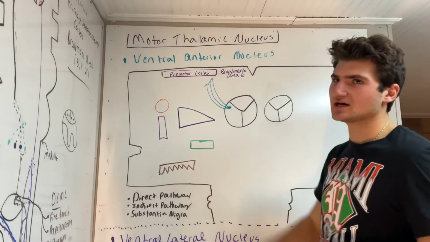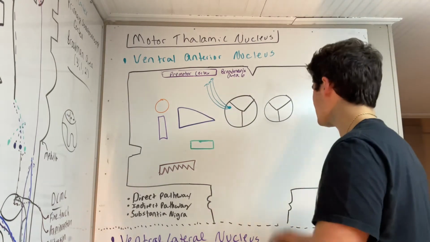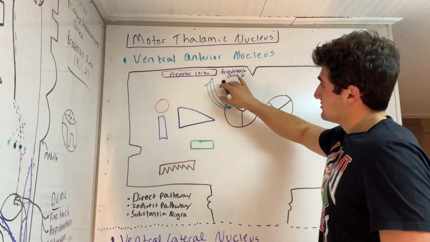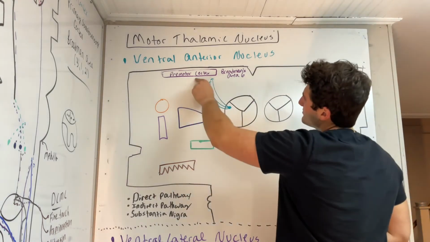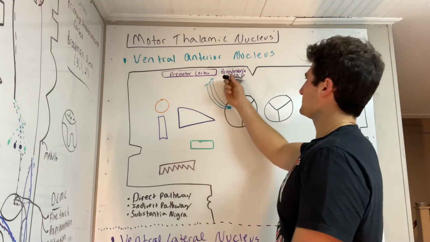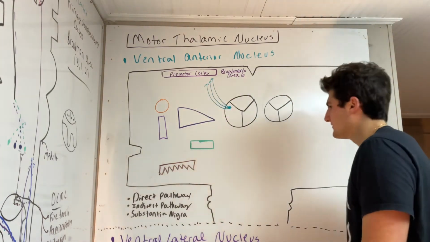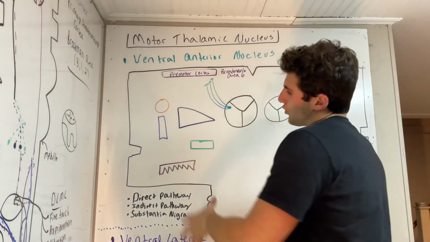I'm just going to do one side because that's what I've been doing this whole time. Now, our main goal is to get to the premotor cortex. Okay, for Brodmann's area 6, same thing. Now, what does this look like?